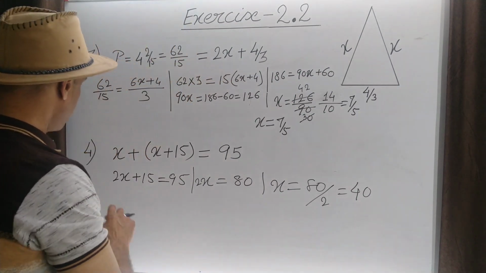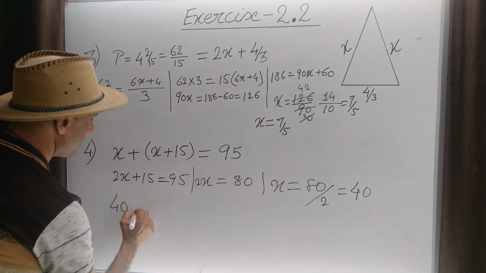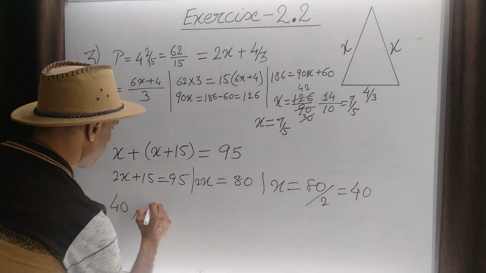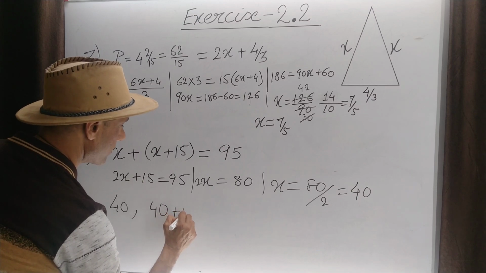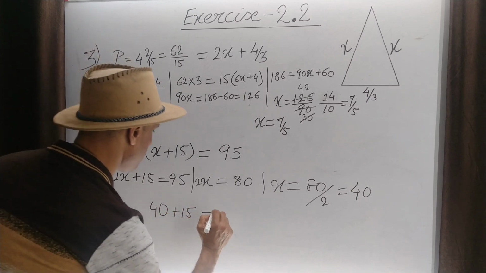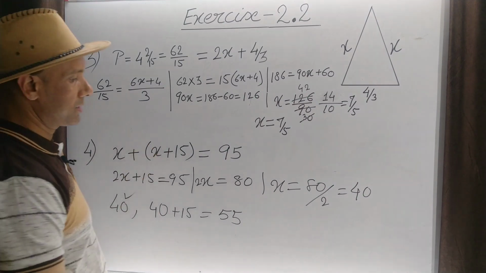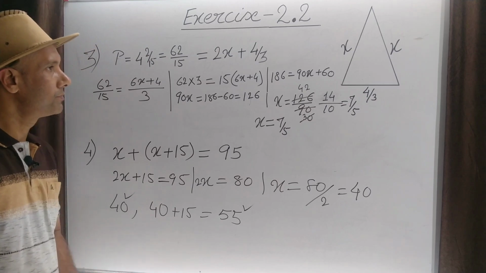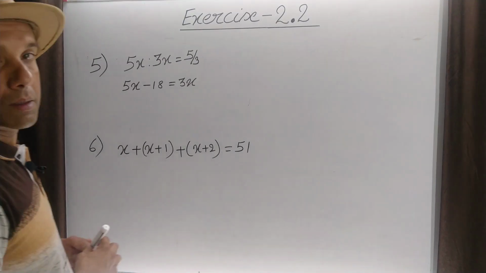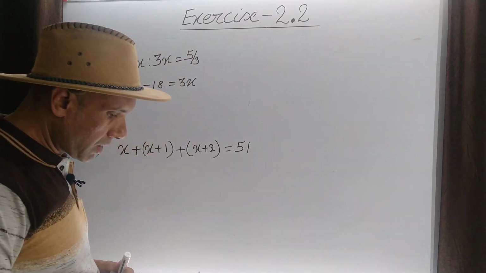So one number is 40 and another number will be 40 plus 15. Correct? That makes it 55. So the first number is 40 and the second number is 55. Understood? So the next question is question number 5.